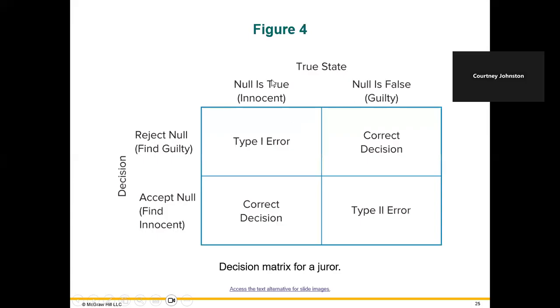And again, a decision matrix for a jury. Somebody's innocent, but we find them guilty. That could be a type 1 error. Somebody's actually guilty, but we find them innocent. That would be a type 2 error.